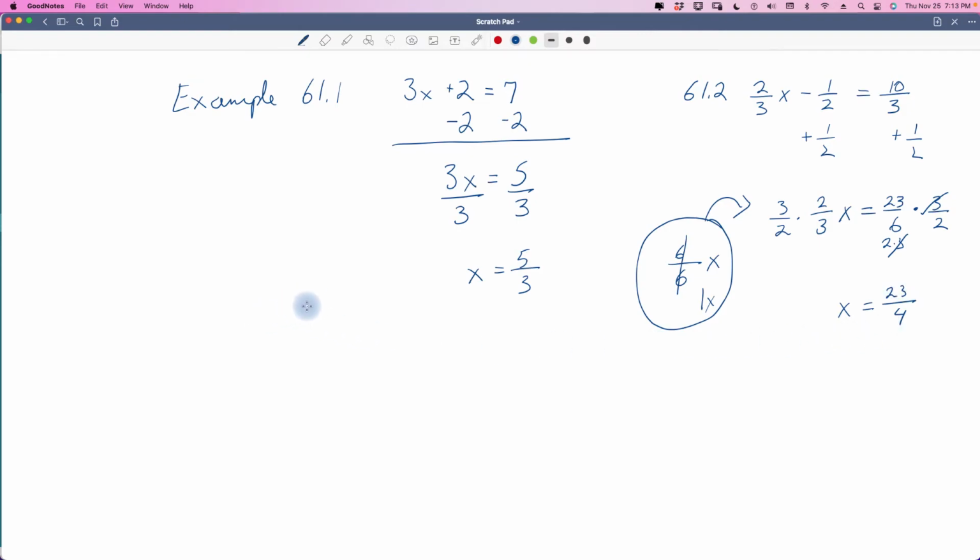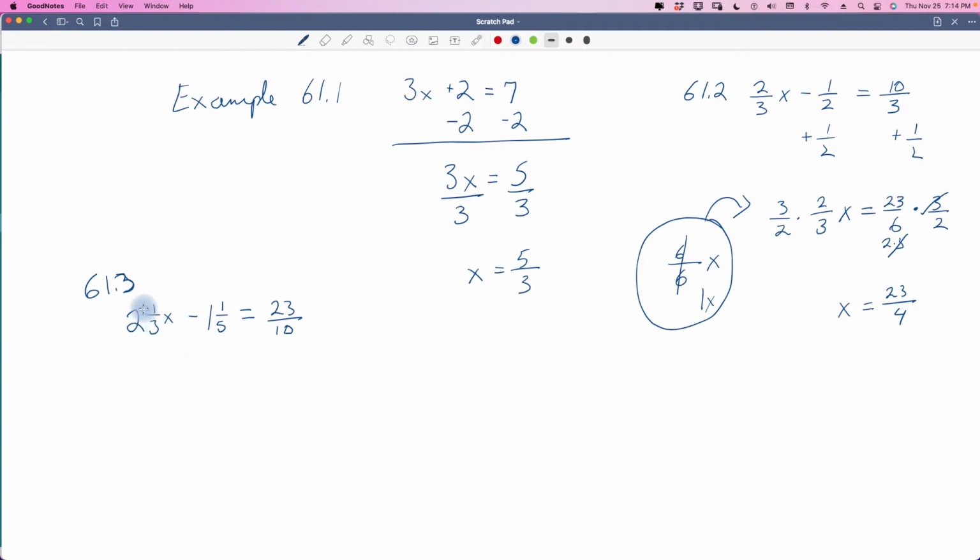All right, let's do 61.3. We are given some mixed numbers here. 2 1/3 x minus 1 1/5 is equal to 23 over 10. All right, now the only thing I dislike more than decimals is mixed numbers. In algebra, we do not like mixed numbers either. We rather would have a whole number or we want a fraction. We don't want both, and we don't want a decimal.